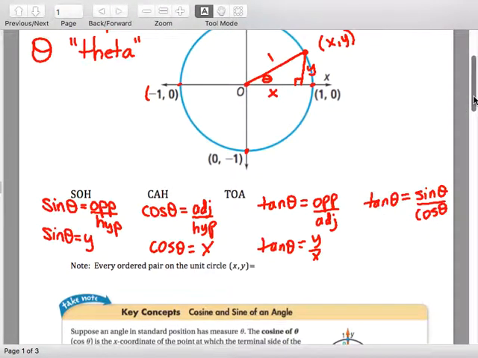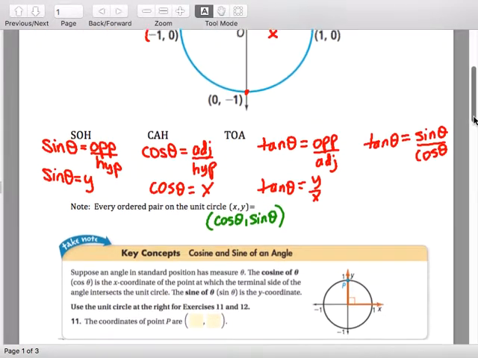Now, if sine theta is y and cosine theta is x, every ordered pair on the unit circle, x comma y, is equal to cosine theta comma sine theta. This is going to be really important, and I'm trying to go nice and slowly here and give you time to look and think. Does that make sense? If you look at the picture, the x-coordinate is cosine theta. It's an equivalent way to name it. And the y-coordinate is equal to sine of that angle.